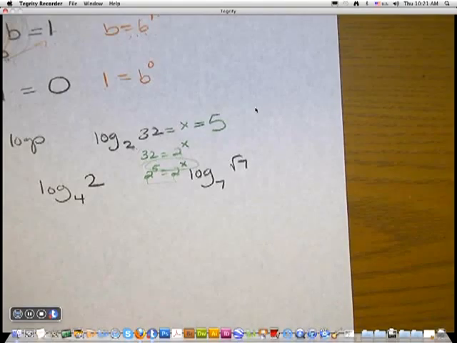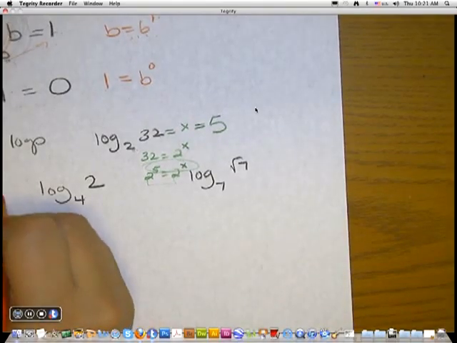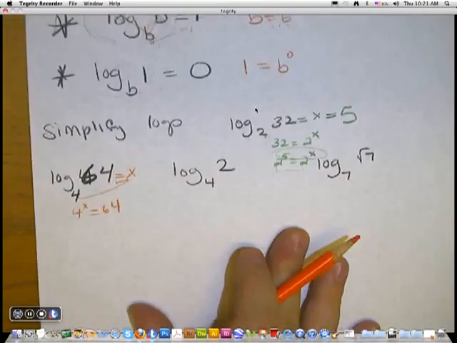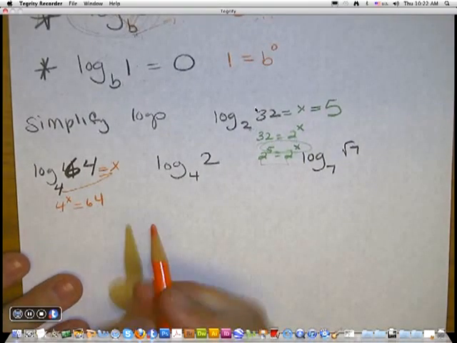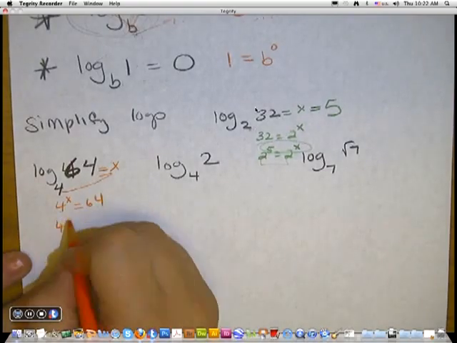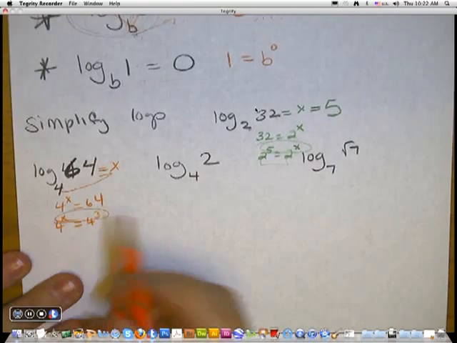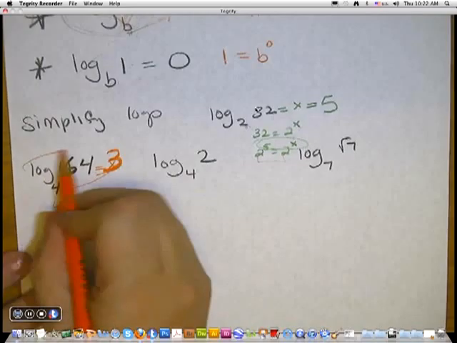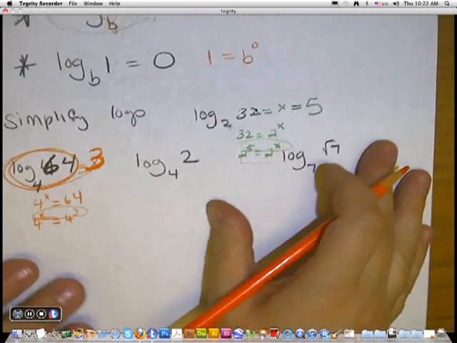Okay, so on these, what exponent on 4 gives you 64? Those are things that you should know. But if not, you can convert it. This is 4 to the x, and this is 4 cubed. Therefore, it must be the value of 3. This whole thing has a value of 3.